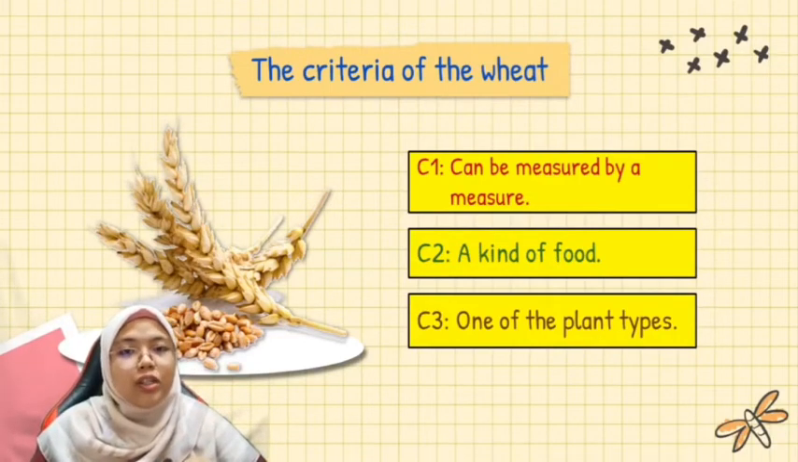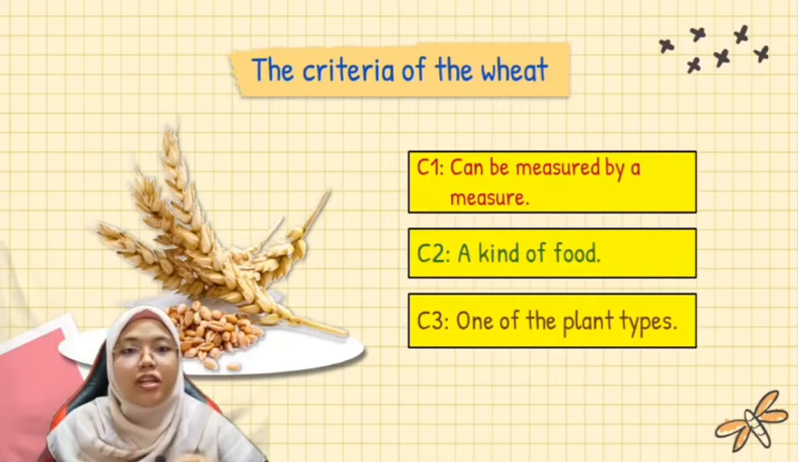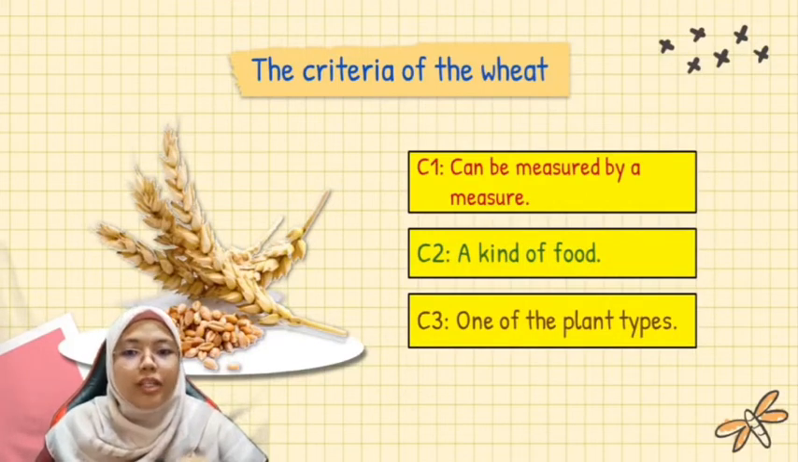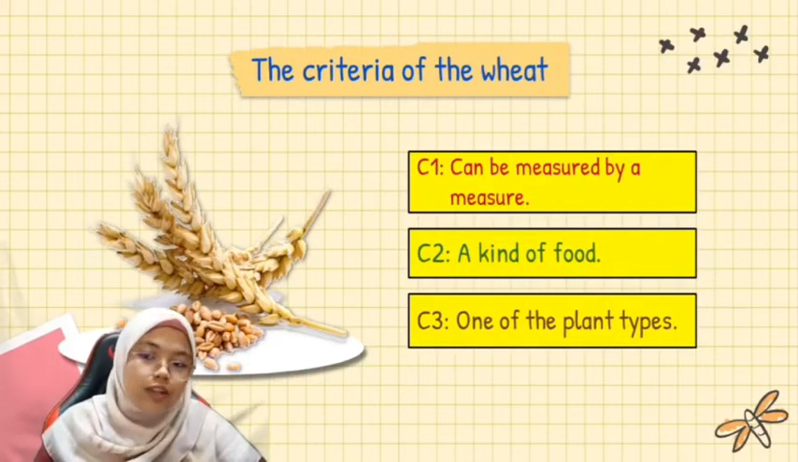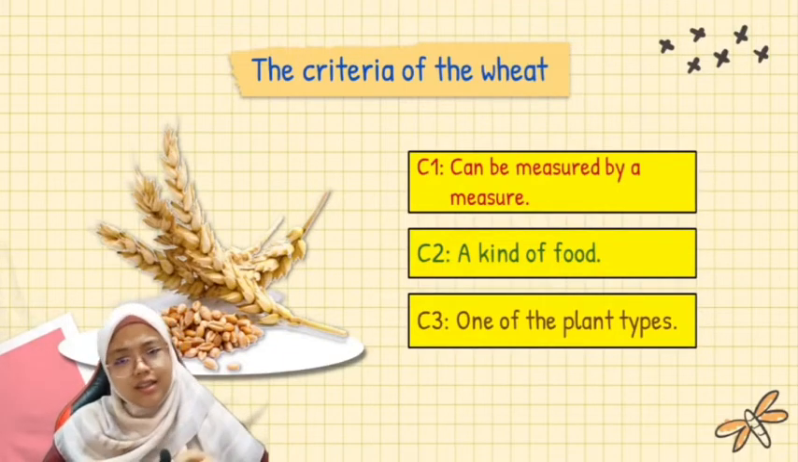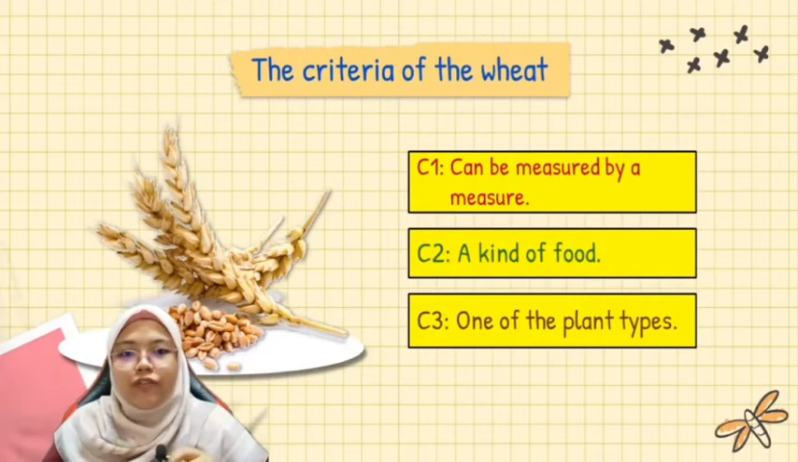For example, gold and silver only meet the first criterion, which is that they can be measured by a measure, while wheat, dates, and barley meet the first, second, and third criteria, while salt meets the first and the second criteria.